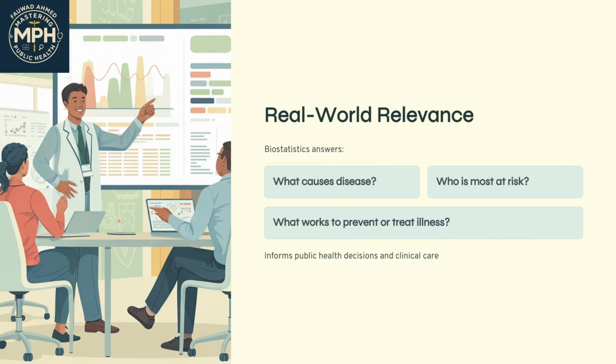Fifth is why this matters in public health. Biostatistics gives us the tools to interpret health data in ways that impact real lives. It helps us answer vital questions such as, what causes disease? Who is most at risk? What interventions work best? These answers shape public health policies, clinical guidelines, and community health programs.